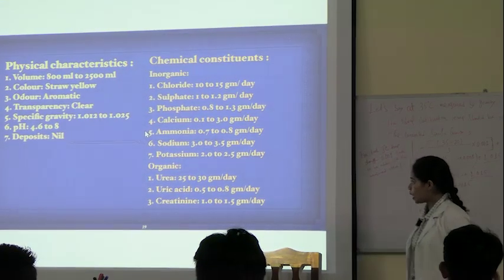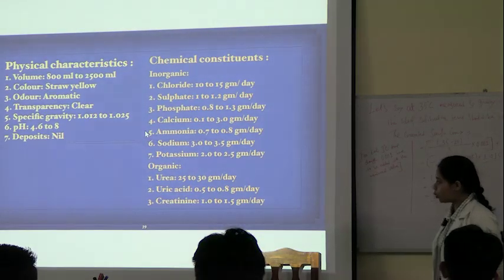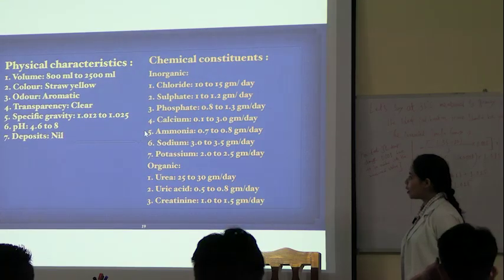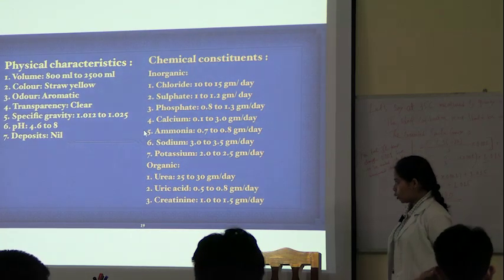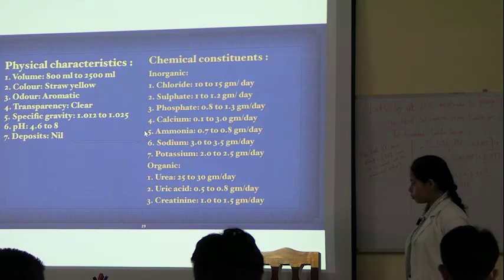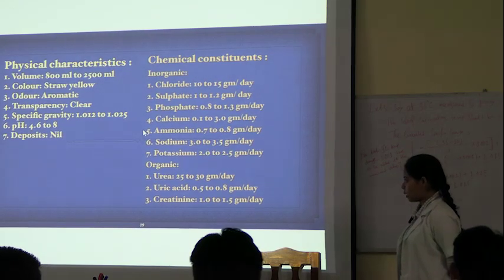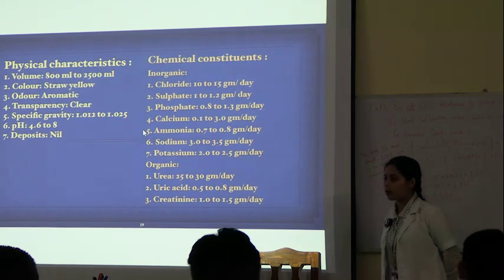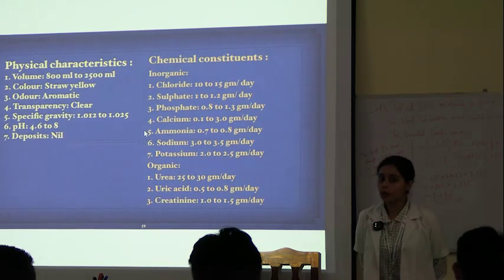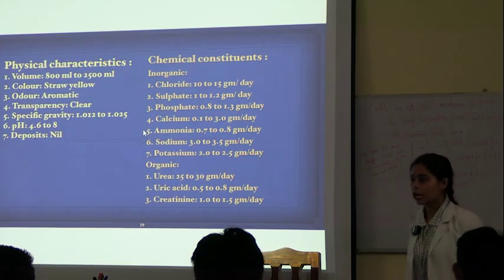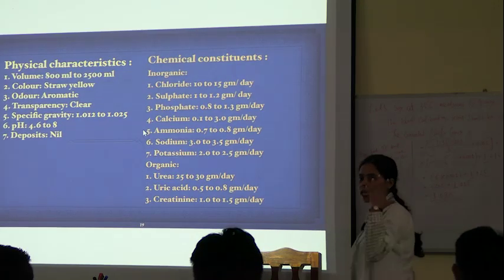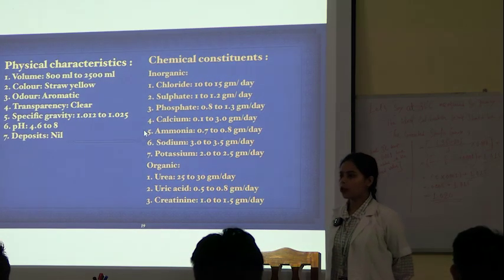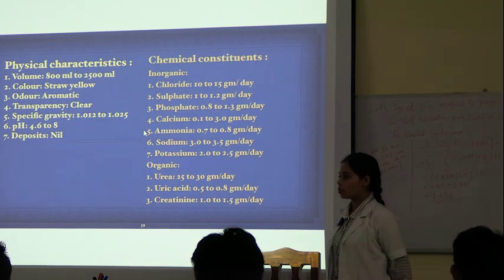In organic, that we come across mostly, that is urea, uric acid, creatinine. The values are 25 to 30 gram per day for urea. Uric acid is 0.5 to 0.8 gram per day. Creatinine is 1.0 to 1.5 gram per day. Now do you have any questions seeing this slide? The range, the values, any question that arises in your mind? Any curiosity knowing the values?